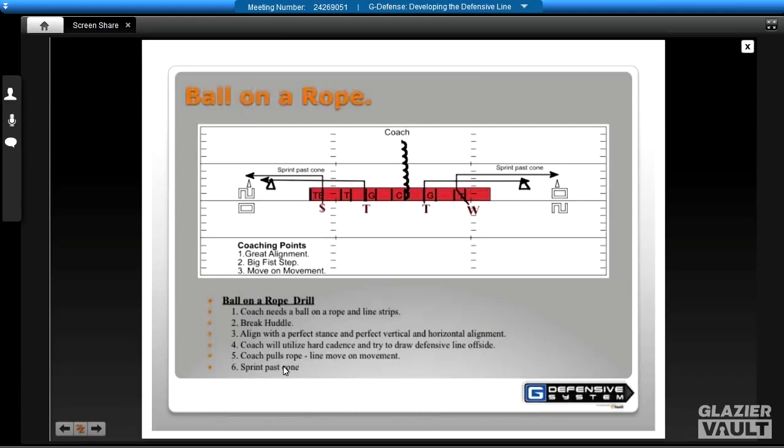All right? And the coach pulls the rope and the line moves on movement. They are going to get off, and what we want them to do is redirect, and we place a cone about 5 yards outside the strip. And what do I want to see? I want to see that great effort where they're getting off and they're finishing to the cones.